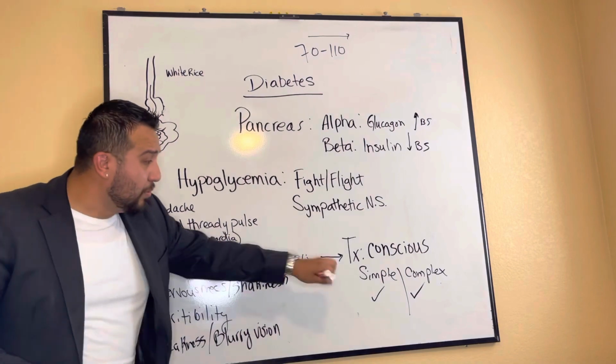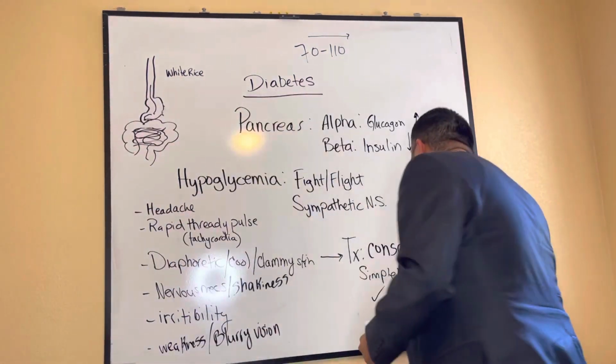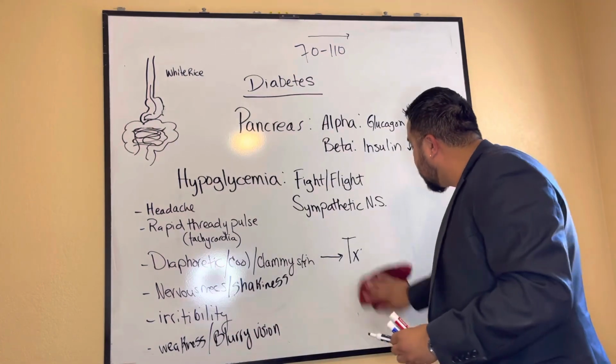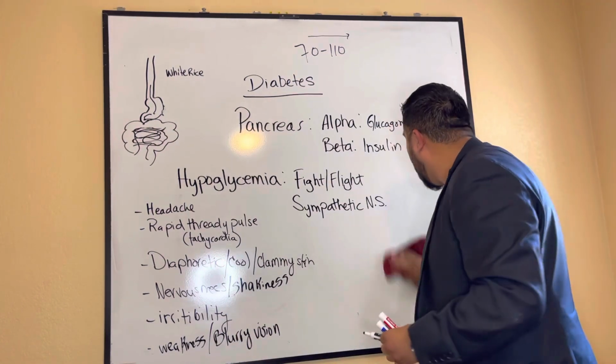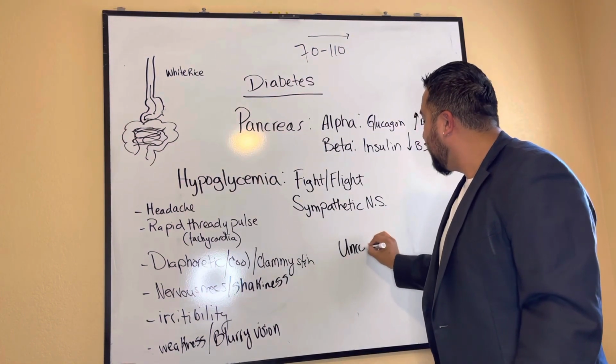Now, that's what we do to the conscious patient when they're awake. And we also keep monitoring that blood glucose to ensure that the patient's not going into a diabetic coma. Then we have an unconscious patient.